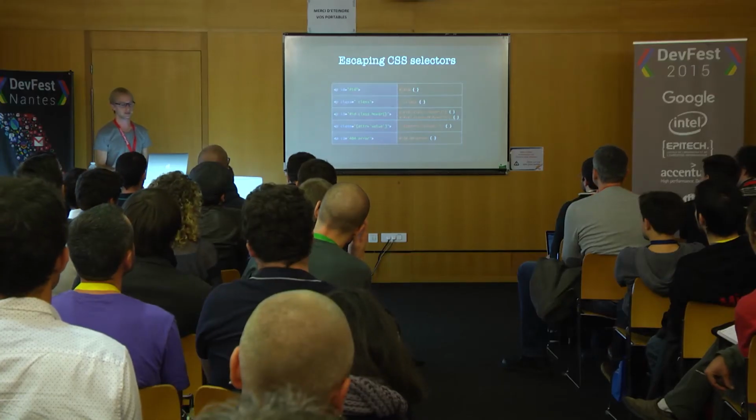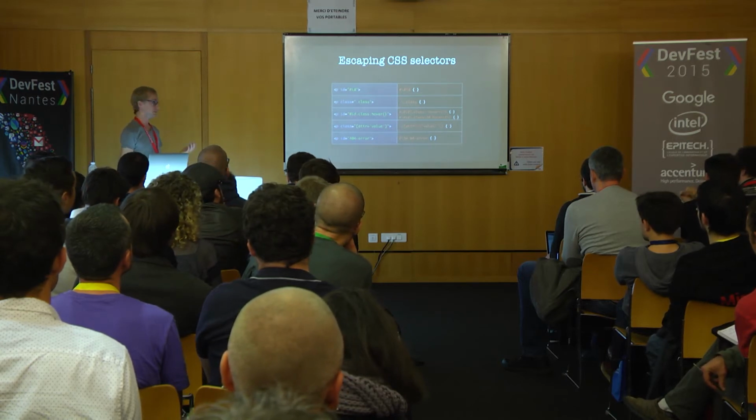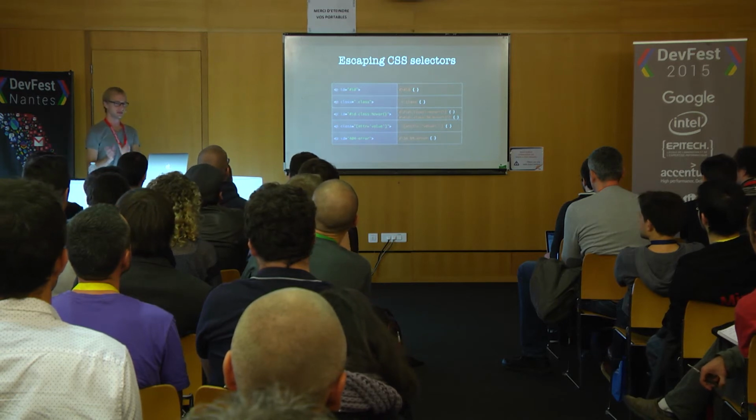That becomes \.class. And the colon character needs escaping too, and theoretically it can be escaped using \:, but that doesn't work in old versions of Internet Explorer, so a more compatible way of escaping it is by using its code point value from Unicode. And that would be \3a followed by a space. That looks kind of weird, but the space is actually part of the escape sequence. That's how they work in CSS.